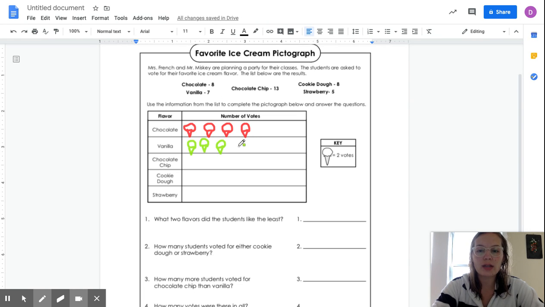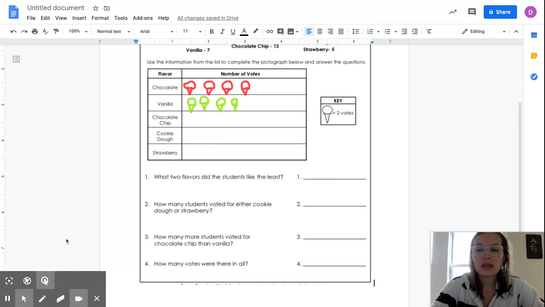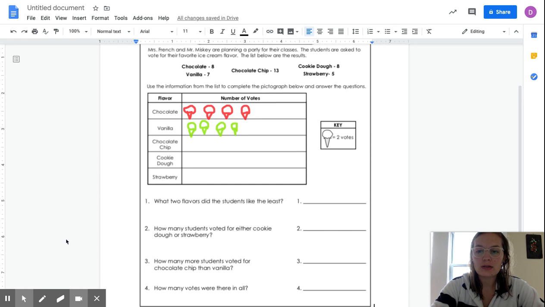So how can I show 1 vote instead of 2? If a whole ice cream cone is 2 votes, then I can draw half an ice cream cone to show 1 vote. Here's my half of an ice cream cone. There, it's half an ice cream cone. So 2, 4, 6, 7 votes. Fill out the rest of the flavors using the same strategy. After you're done that, you'll get a chance to try to answer some questions.